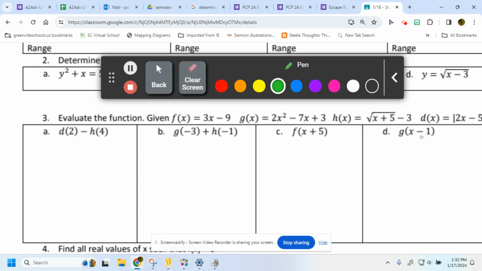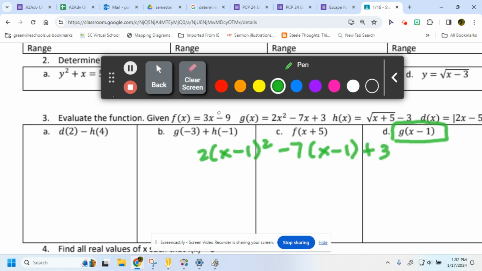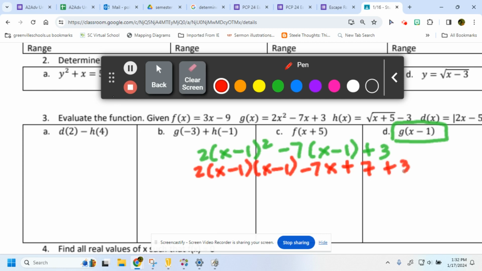G of x minus 1, that means you're going to plug in g of x minus 1 here. So 2(x minus 1) squared minus 7(x minus 1) plus 3. So you're going to do the FOIL here. So (x minus 1)(x minus 1). Distribute the 7, negative 7x plus 7 plus 3.